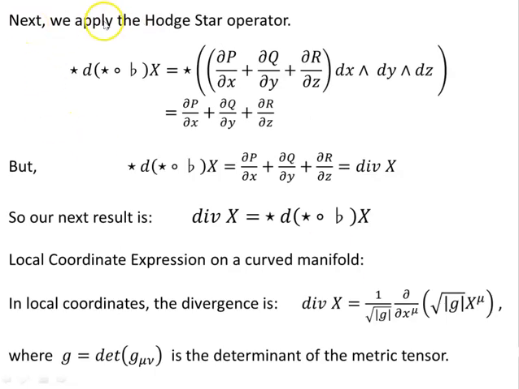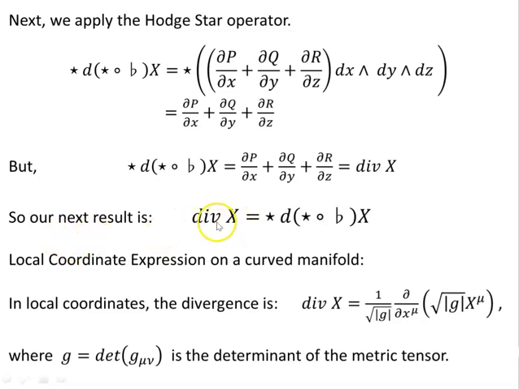All right, next we apply the Hodge star again to both sides. And when we do that, we take the Hodge star of this. As I pointed out two slides ago, the Hodge star of dx wedge dy wedge dz will just be 1. And so what we end up with is this object here. And what is that object? Well, it's the divergence of the vector X.